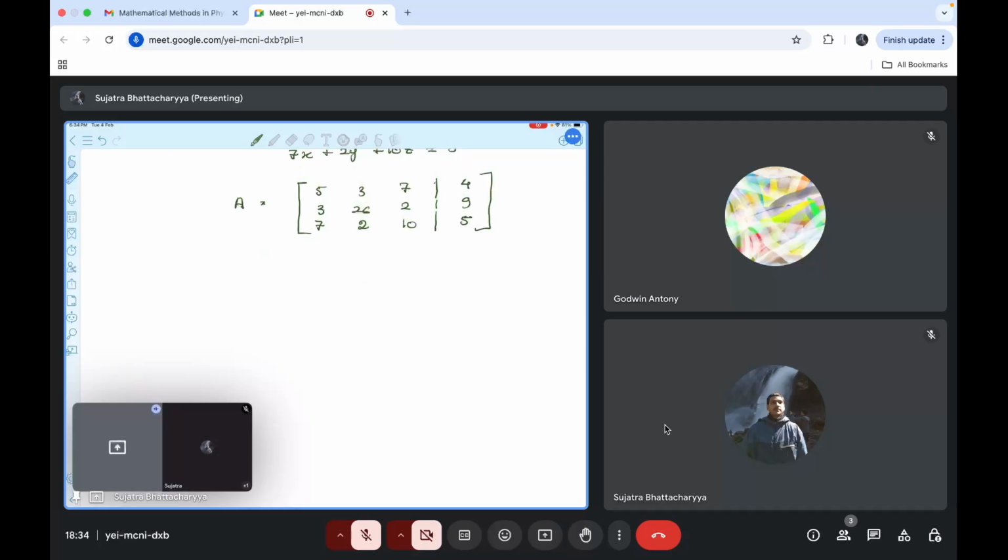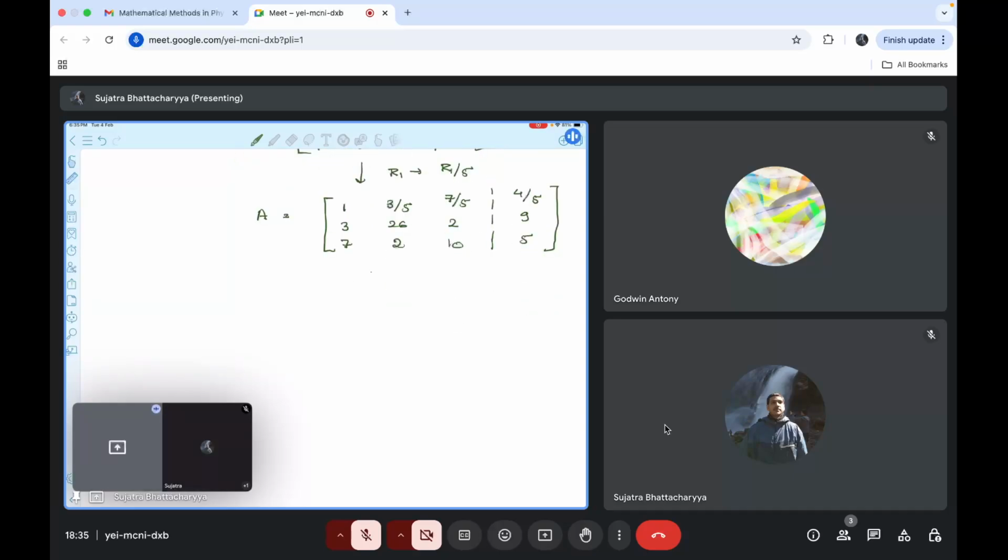Okay. So the first step is R1 becomes R1 by 5, because I need 1 here. Simple, the logic is simple. So it will be 1, this will be 3 by 5, this will be 7 by 5, and this will be 4 by 5. The matrix below stays the same: 3, 7, and it is 26, 2, 2, 10, 9, 5. Done. Next, you have to make these two elements 0.